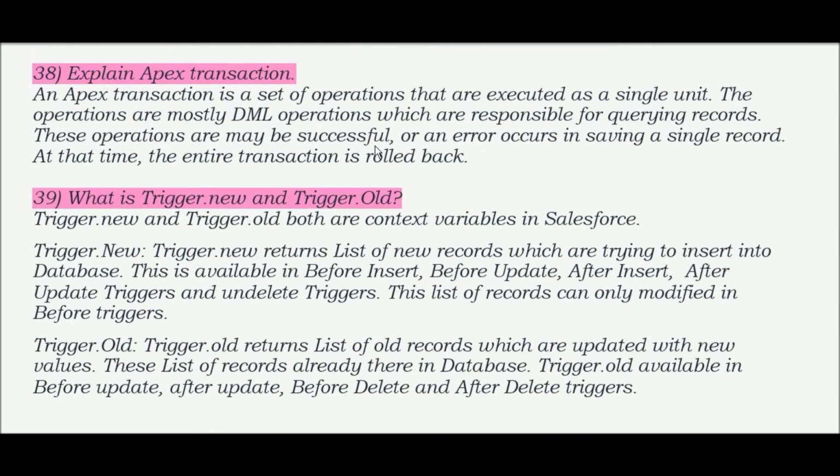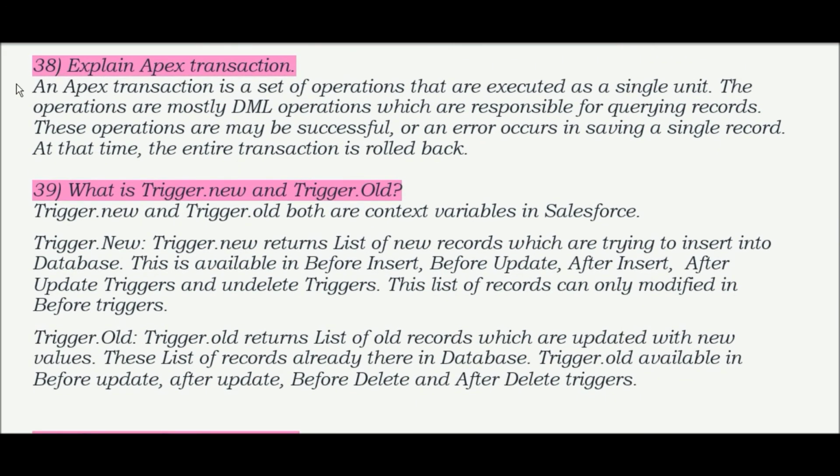Next question. Explain Apex transaction. Answer: An Apex transaction is a set of operations that are executed as a single unit. The operations are mostly DML, data manipulation language operations, which are responsible for querying records. If an error occurs in processing a single record, at that time the entire transaction is rolled back. Okay, so it's all about Apex transaction.